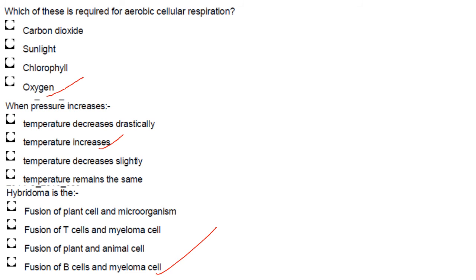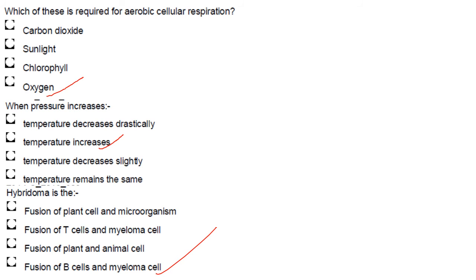When pressure increases, temperature decreases drastically, temperature increases, temperature decreases slightly, temperature remains the same. So there is a direct relationship between pressure and temperature. So when pressure increases, temperature also increases. Answer is option B.